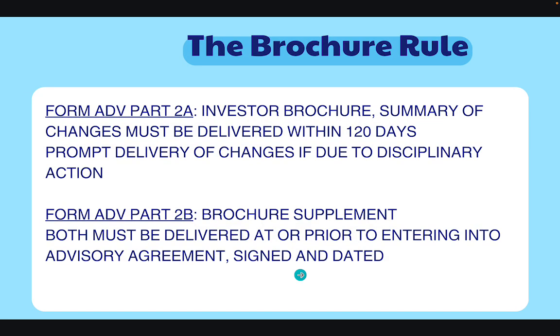The brochure rule, we already went over this, but Form ADV Part 2A is the investor brochure. It's the summary of changes that must be delivered within 120 days. Prompt delivery of changes due to disciplinary action. Form ADV Part 2B is the brochure supplement. Both must be delivered at or prior to entering into an advisory agreement signed and dated. Both.